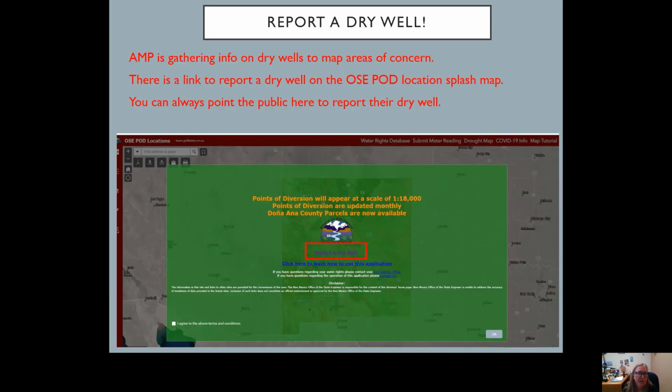They are also helping to collect information on dry wells in the state. So anybody who contacts you regarding getting a well replaced, you can go to the OSE POD location map, and we have a link to report a dry well. It's right here in the middle of the splash screen before you check off that you agree to the terms and conditions and click OK.